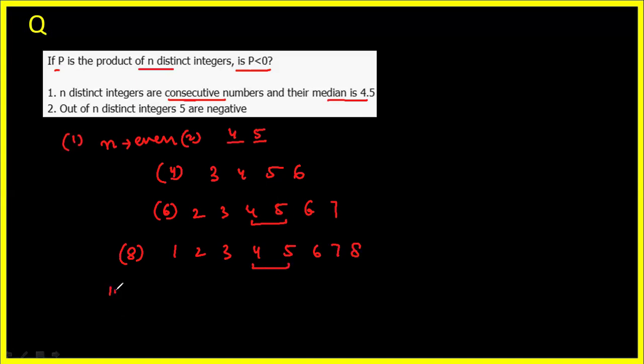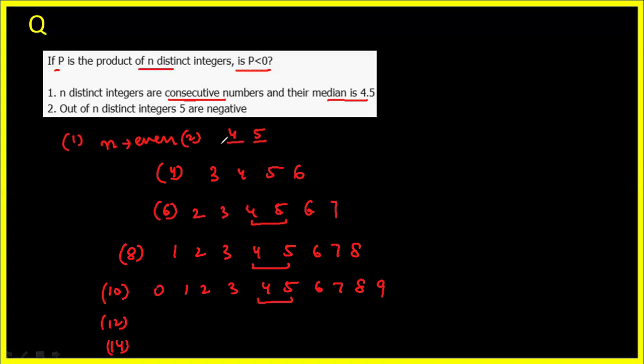Now, it could be 10 readings. It could be 12 readings. It could be 14 readings. Yes or no? These are all the possibilities, right? If there are 10 readings, what are those readings? It will be 0, 1, 2, 3, 4, 5, 6, 7, 8, 9. These are the 10 readings, till 4 and 5 are the middle two. If 4 and 5 are the middle two, 4.5 is going to be the median. Makes sense with me? Now, let's answer the question.